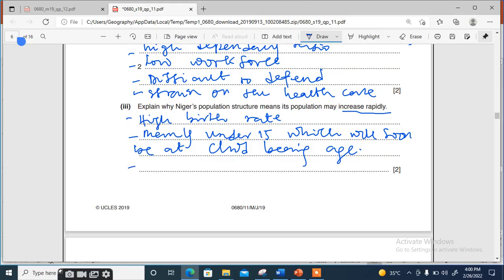And also, one major thing is there is early marriage in Niger Republic. So also there is a lot of early marriage. But this might not give you a mark, because you want to explain using the population structure.